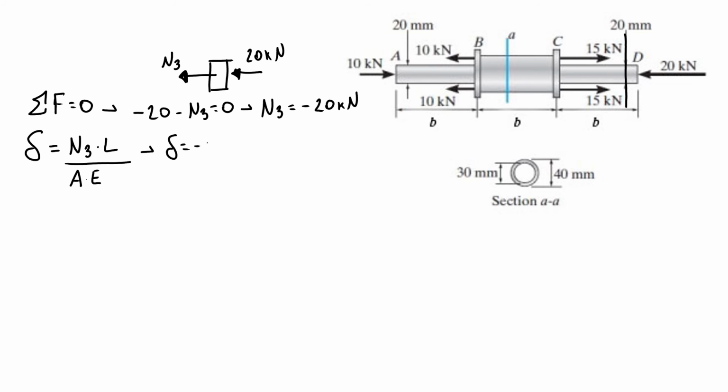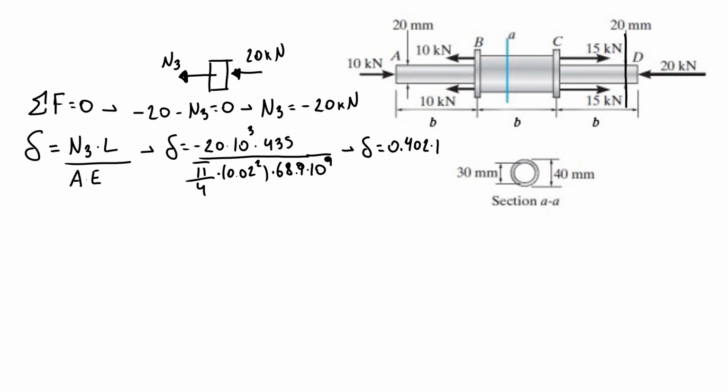We know here it is minus 20 times 10 to the third times 435 millimeters over pi over 4 times 0.02 squared times 68.9 times 10 to the 9. So my displacement is almost 0.4, because of the sig figs, it's 0.402 millimeters times 10 to the minus 3.